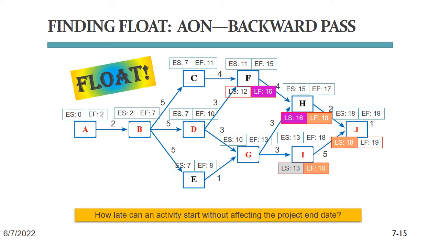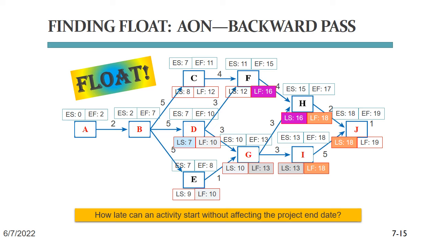For task G, its connection to task I means a late finish date of day 13 and a late start date of 13 minus 3, day 10. Day 10 then becomes the late finish for tasks D and E. And we do the math here, and day 12 becomes the late finish for task C.